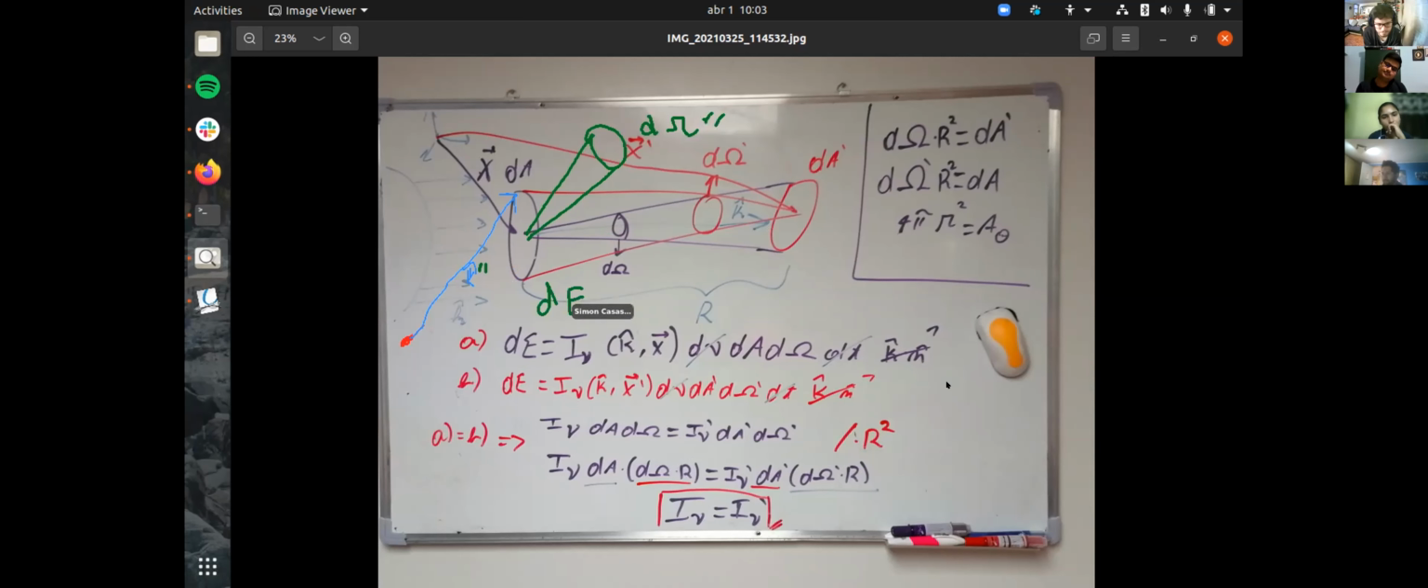It's another expression for the energy density, which is that traveling towards direction k second. So there's going to be I nu of k second in x times d omega second times dA, etc.